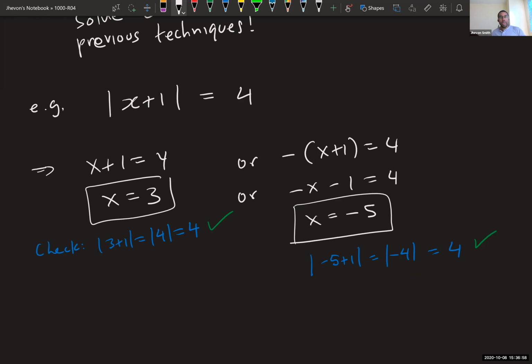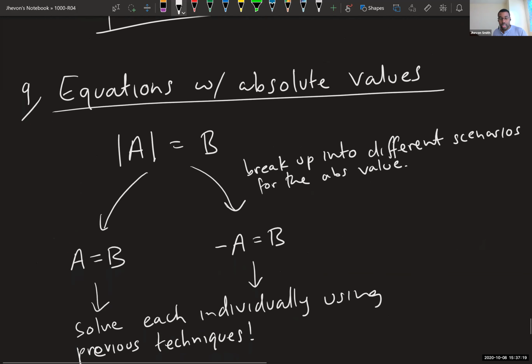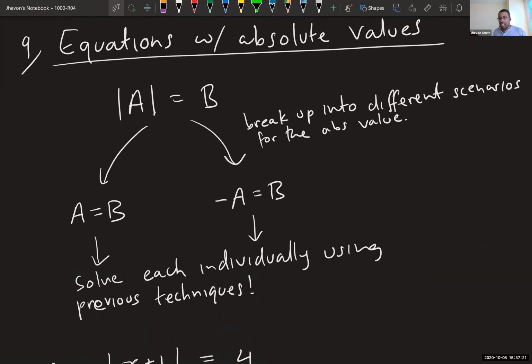But the idea is you make the inside positive or negative to decide whether the inside is greater than 0 or less than 0. But then once you break it down to each individual case, you're now into one of the previous cases that were dealt with, so you'd be able to deal with that. So that's the thing about equations with absolute values. Absolute values get a little bit more technical when you start talking about inequalities, but that's material for after the quiz.